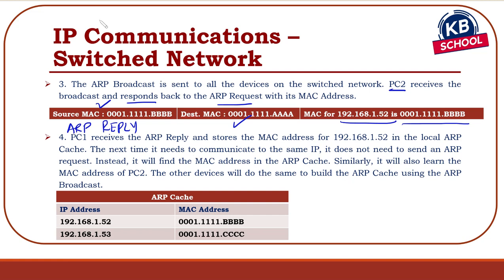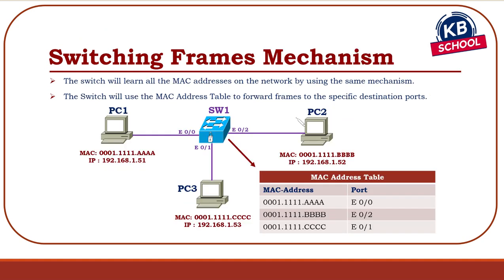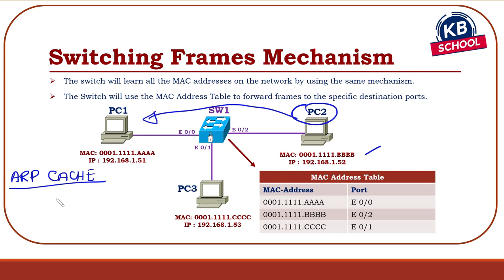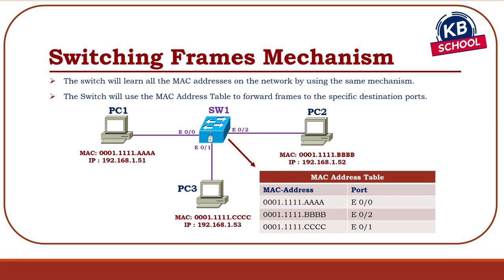Once PC1 receives it over here, the device will receive this frame where PC2 is saying the MAC address for 192.168.1.52 is this MAC address. PC1 over here creates a table known as the ARP cache, so it doesn't need to keep on doing this on a frequent basis. In there, it maps the destination IP address to the corresponding MAC address. So once it finds it, it puts it in the ARP cache. Once it's inside the ARP cache, what's next?